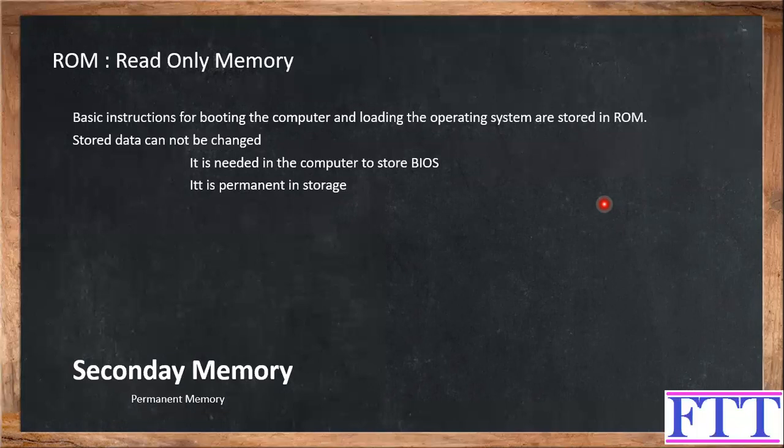There read-only memory comes into the picture. Read-only memory is a permanent memory. Different types of read-only memories are there: read-only memory, programmable read-only memory, erasable programmable read-only memory, electrically erasable programmable read-only memory. So many different varieties of read-only memories are there. So these are RAM, random access memory, and read-only memory.